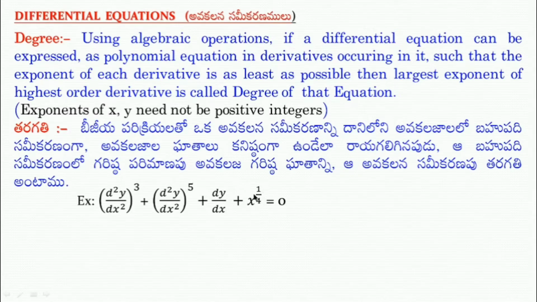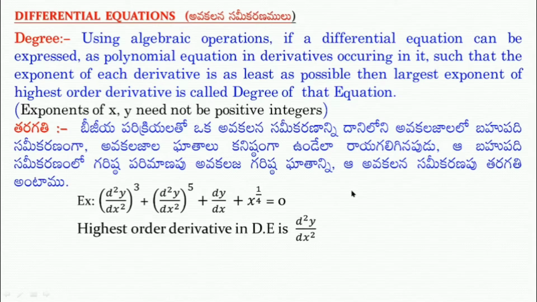The exponents of x and y need not be positive integers; only the exponents of the derivatives should be positive. Here they are all positive, so this differential equation is in polynomial form. Now, what is the highest order derivative in this polynomial form? It is d²y/dx², the highest order derivative in this equation.